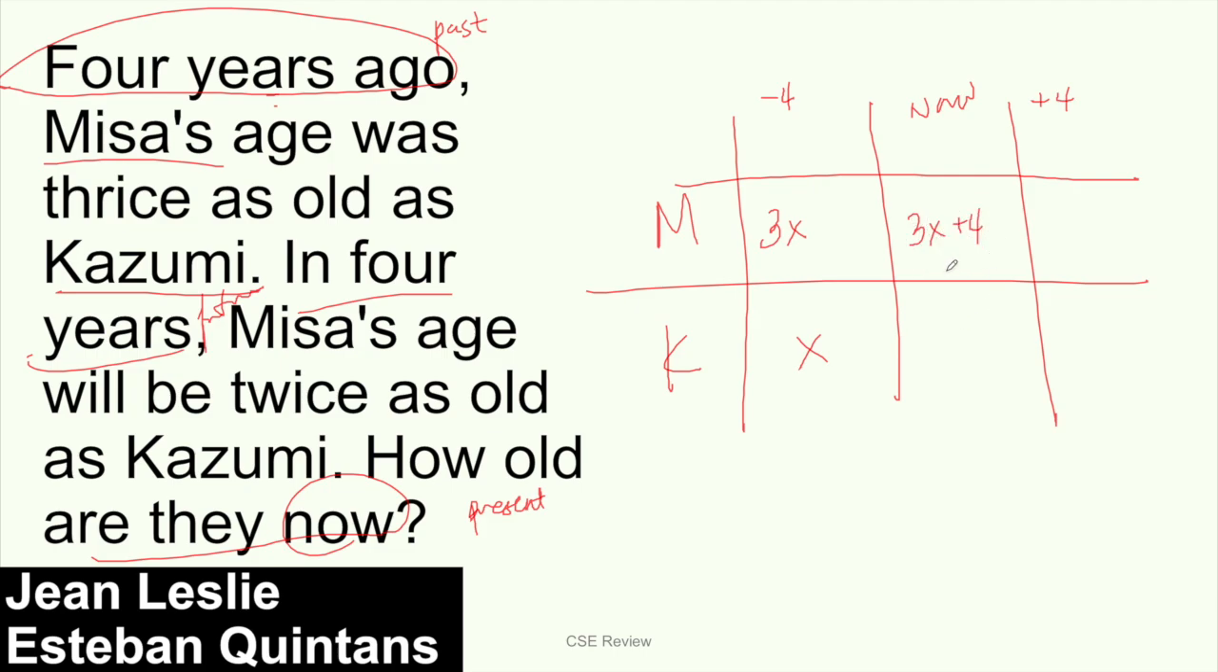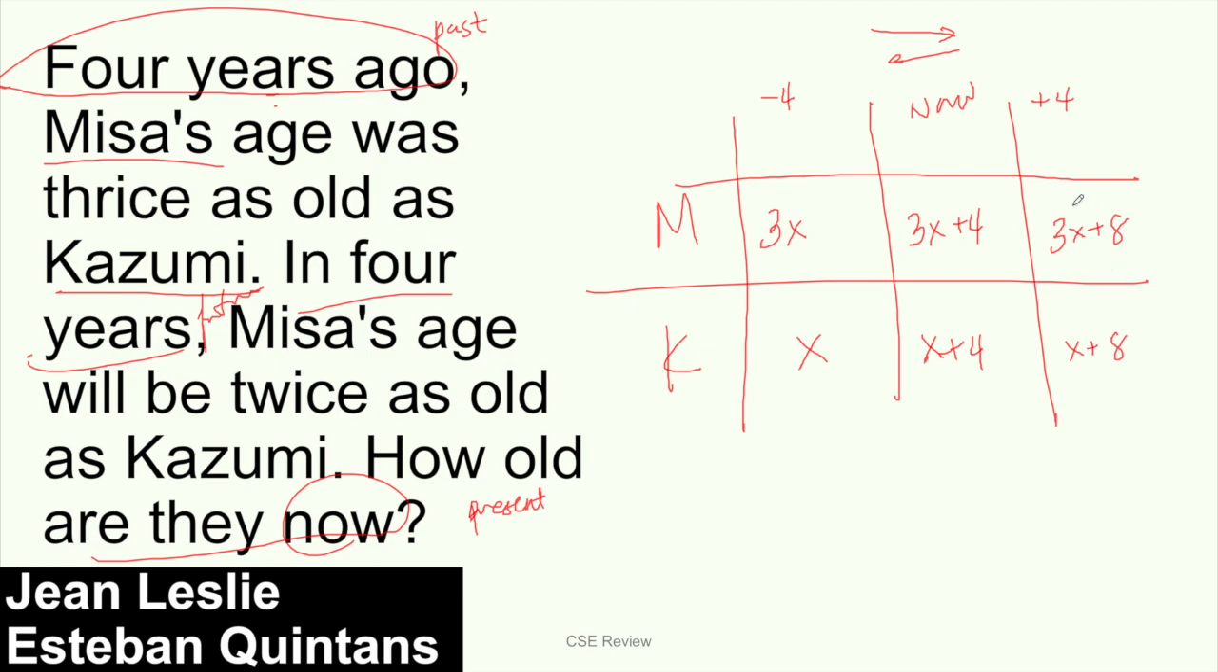Okay? Again, balikan nyo yung first question sa video na to if naguluhan kayo doon. Kung si Kazumi ay X years old 4 years ago, siya ngayon ay magiging X plus 4. Kasi when you move pa right, dagdag ka. When you move pa left, nagbabawas ka. Ngayon, in 4 years, ang magiging edad niya is going to be 3X plus 4 plus 4, magiging 3X plus 8. This will be X plus 8.